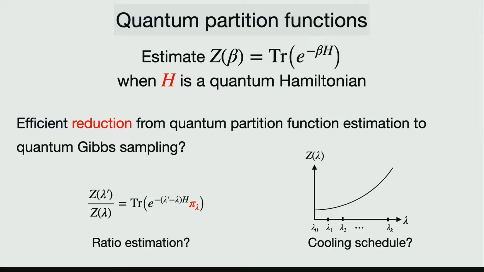I don't really have an answer to this question, but I think there are at least 2 interesting tasks to look at. One would be, how efficiently can you estimate those type of ratio when the Hamiltonian is quantum, given the ability of preparing the quantum Gibbs state? Yes?